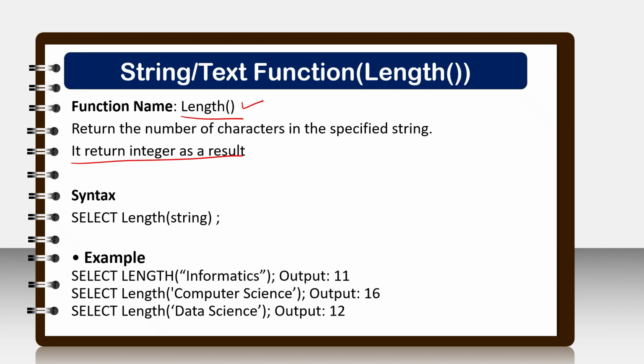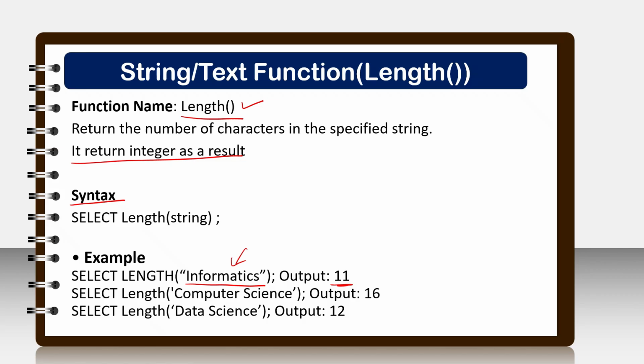ठीक है? So this is the syntax: select length and then string. So here you can see select length informatics. अब informatics में कितने characters हैं, you just count. So 1, 2, 3, 4, 5, 6, 7, 8, 9, 10, 11. So here we are having 11 characters. So it is giving output as 11.